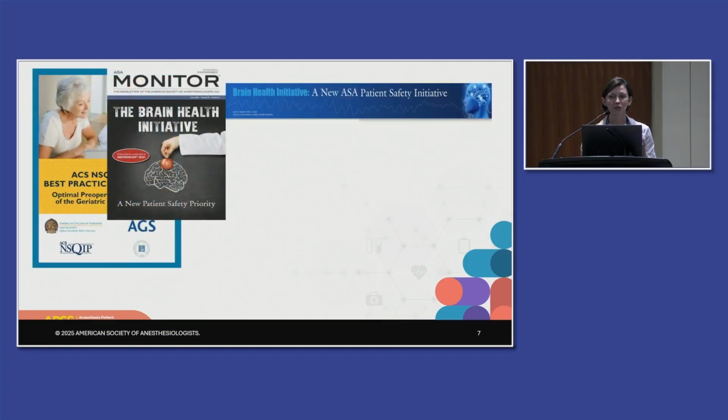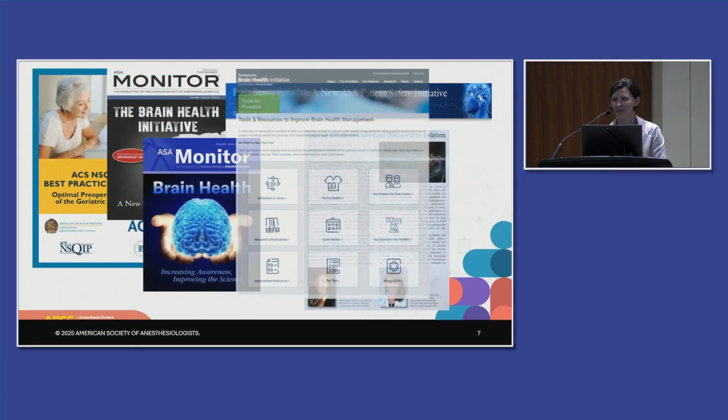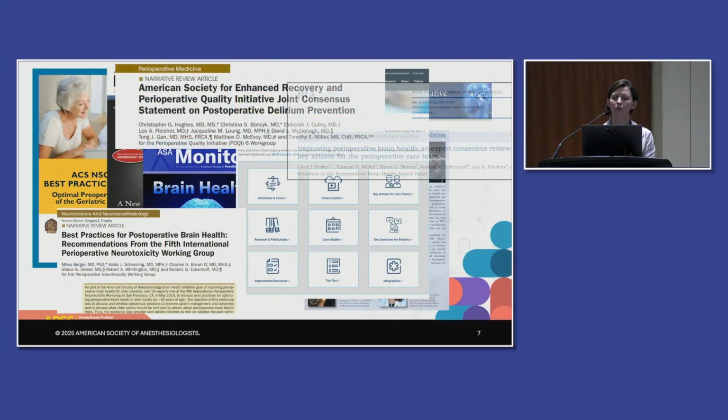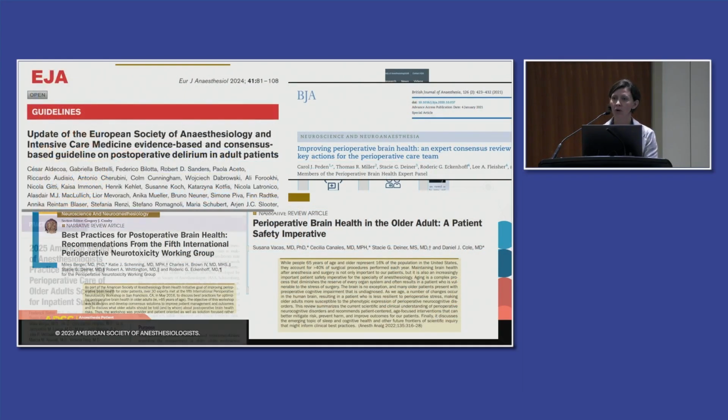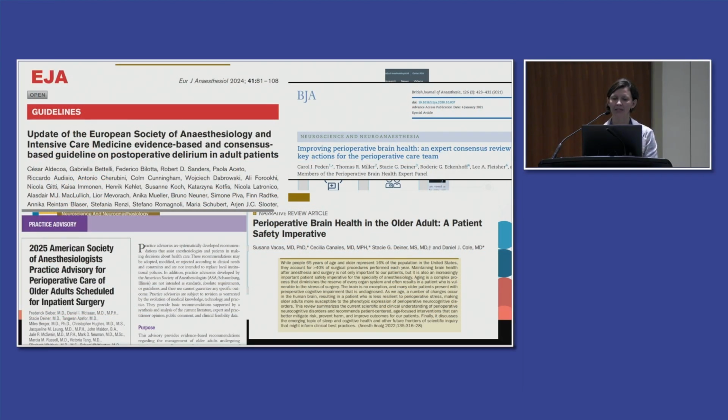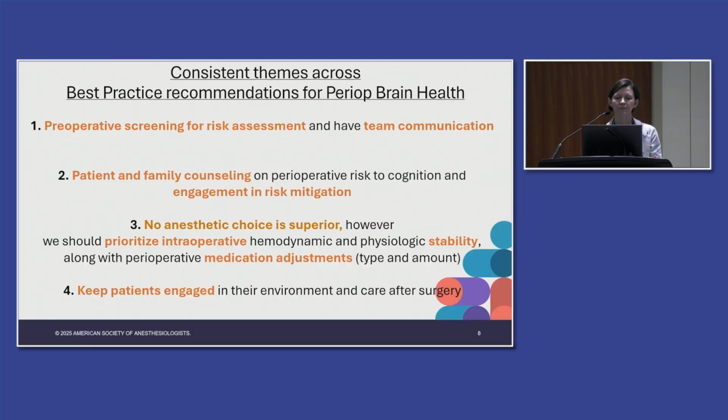So there is no shortage of information out there now to help guide us about things that we should be doing for brain health in the perioperative space. There are a lot of best practices and expert consensus and guidelines to help guide us. These aren't specifically focused on frail patients, but they are focused on high-risk patients from an aging standpoint that have risk for cognitive issues after surgery. So they are focused on promoting brain health.